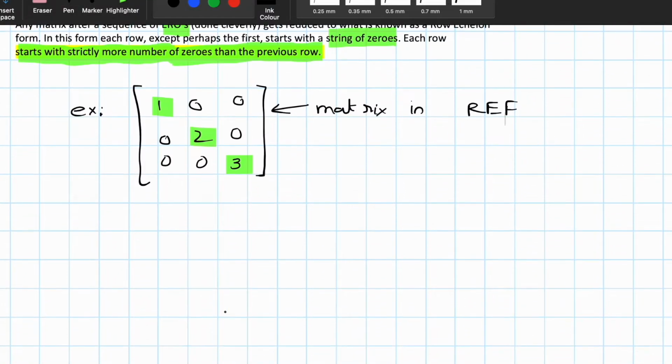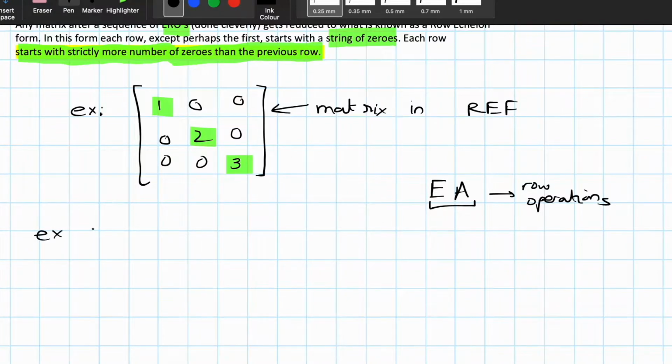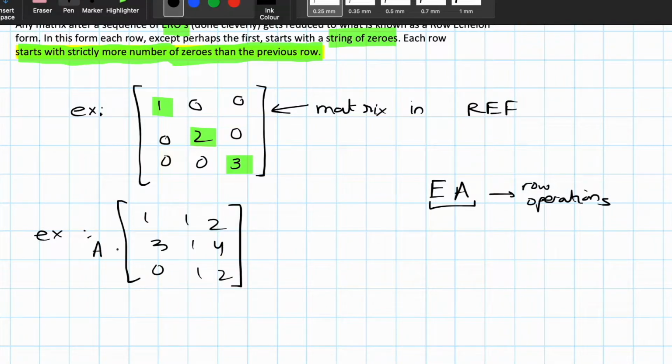Now, let us take an example wherein we convert a given matrix into row echelon form. As I told you in the last video, performing elementary row operations is equivalent to multiplying a given matrix A by a certain elementary row operation matrix. This is essentially how we do row operations on matrices in algebraic terms. So let us take the example of a 3 by 3 matrix, say 1 1 2, 3 1 4, 0 1 2. Let us call this matrix A.